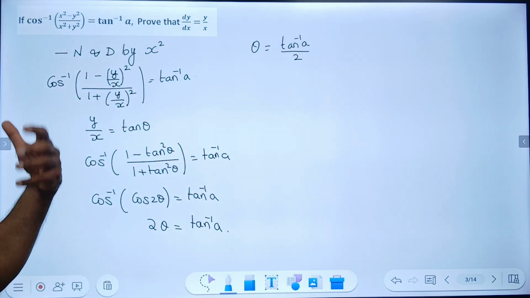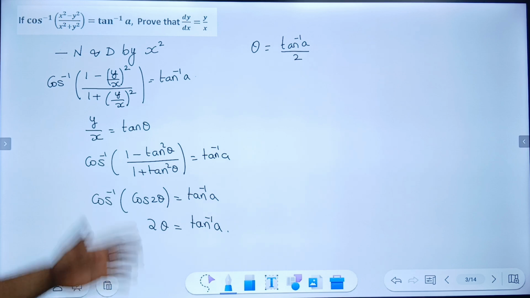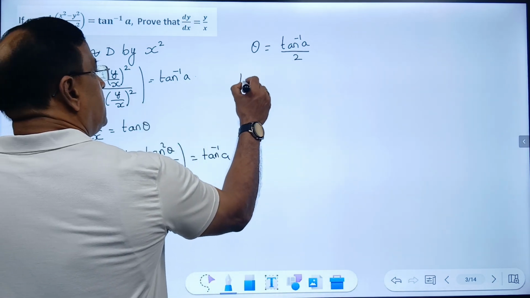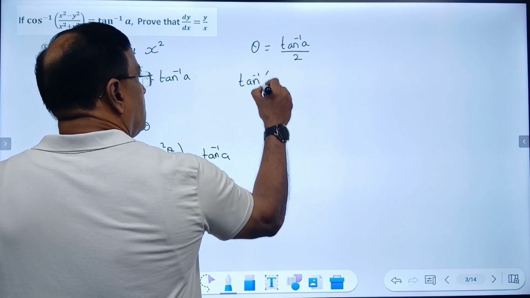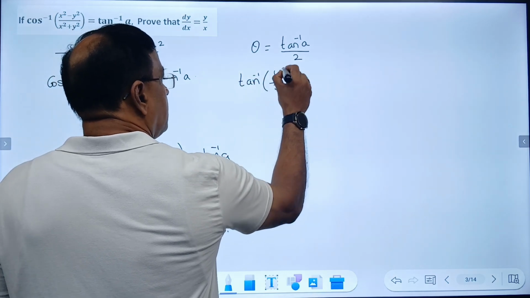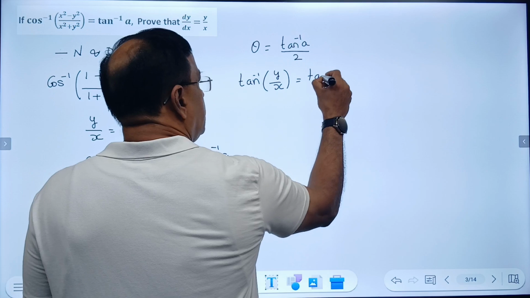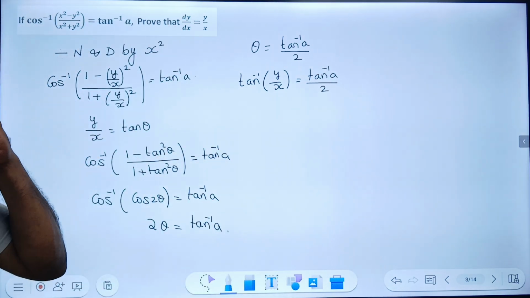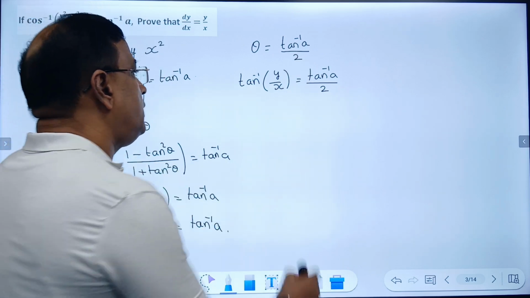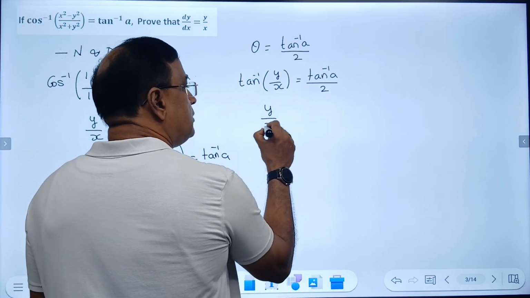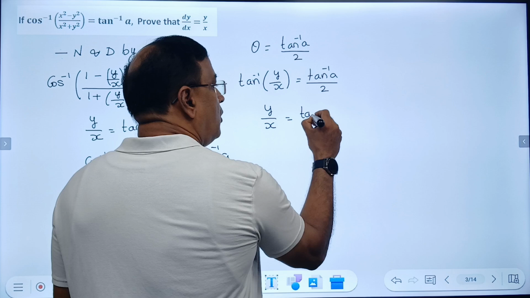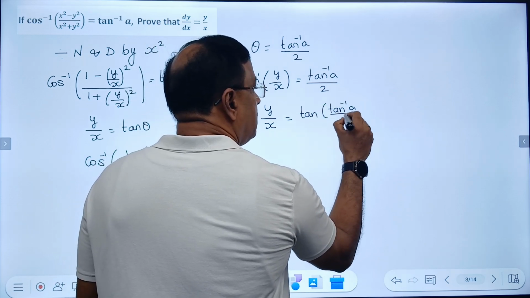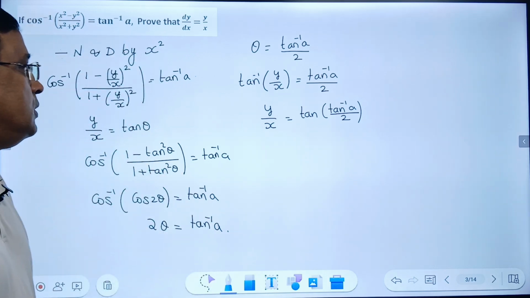I create as many constants as possible on one side. Now what is theta? My theta will be tan inverse of y by x, which is tan inverse of a by 2. Still I can create more constants there. So what I do, I write y by x is equal to tan of (tan inverse a by 2). So now you can differentiate.